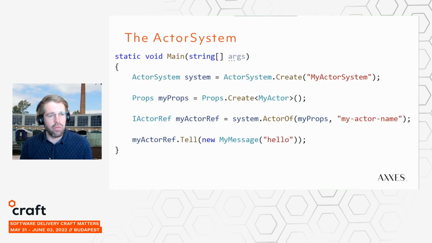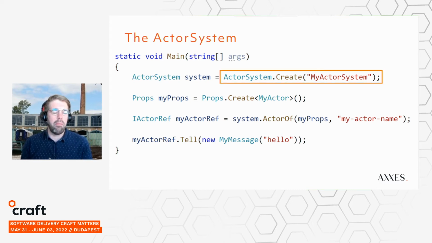Now, how do you create an actor system? It is quite straightforward. If you call the factory method on the ActorSystem class that is provided by the Akka package, you're going to get an actor system back and it's going to be running. All you need to do is give it a name.